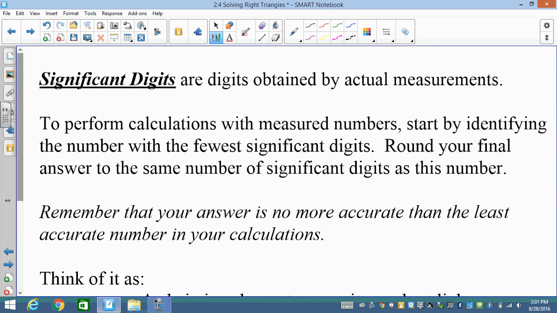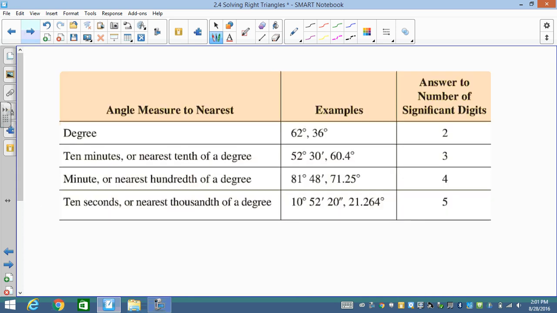Now, if you're not getting the significant digits, just look at how many decimal places are being used, if degrees and minutes are being used, and go from that point on. But to give you an idea, with angle measures to the nearest degree, like 62 degrees, 36 degrees, it's two significant digits. If they have 10 minutes or the nearest tenth of a degree, then it's three significant digits. So you have 52 degrees, 30 minutes, or 60.4 degrees, then you're using 3. Minutes to the nearest hundredth of a degree, so 81 degrees, 48 minutes, 71.25 degrees, is 4 significant digits. And if they go into seconds, you're using 5.